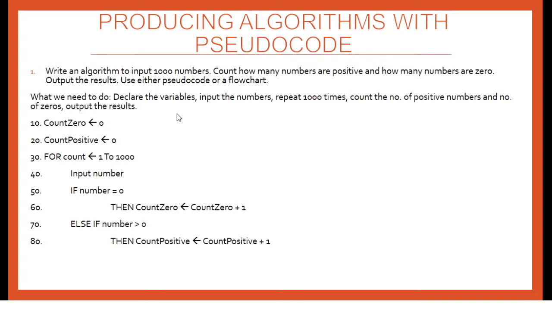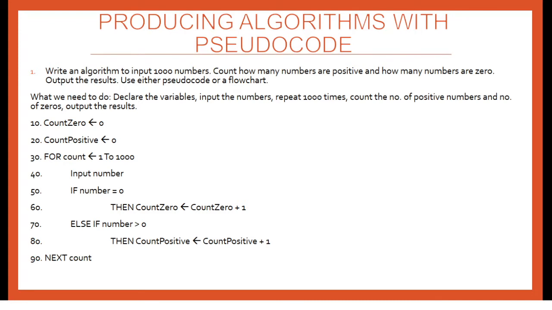and inside the loop, we input the number. If number is 0, then count 0 is equal to count 0 plus 1. This line is basically used to count the number of zeros. Else, if number is greater than 0, then count positive is equal to count positive plus 1. This line counts the number of positive numbers.